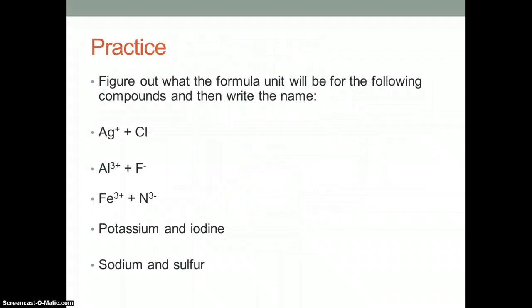So here you can practice figuring out what the formula unit is for the following compounds and writing their name. So pause here and do that. Again, these answers are available on the class site.